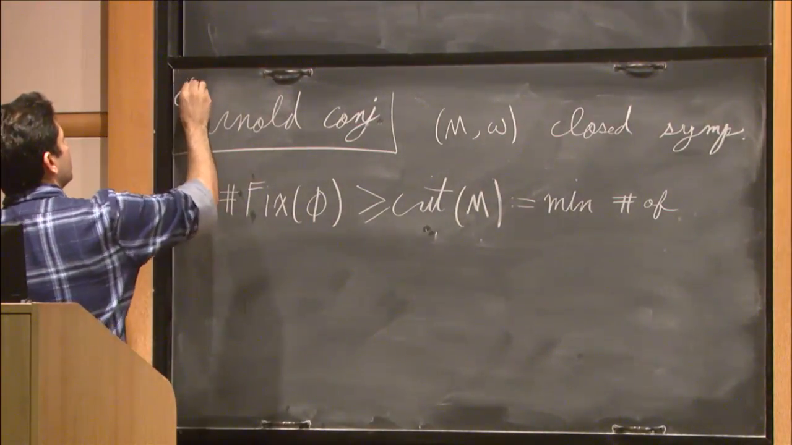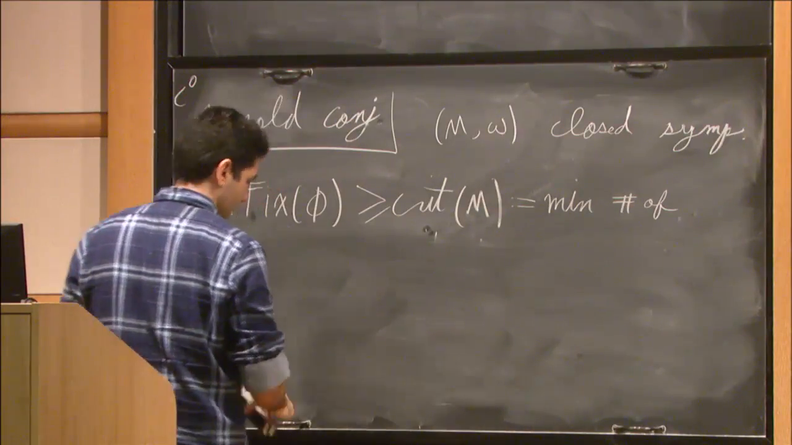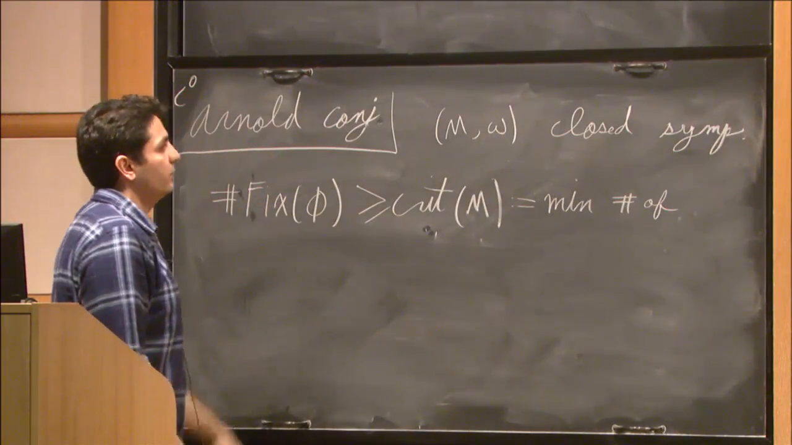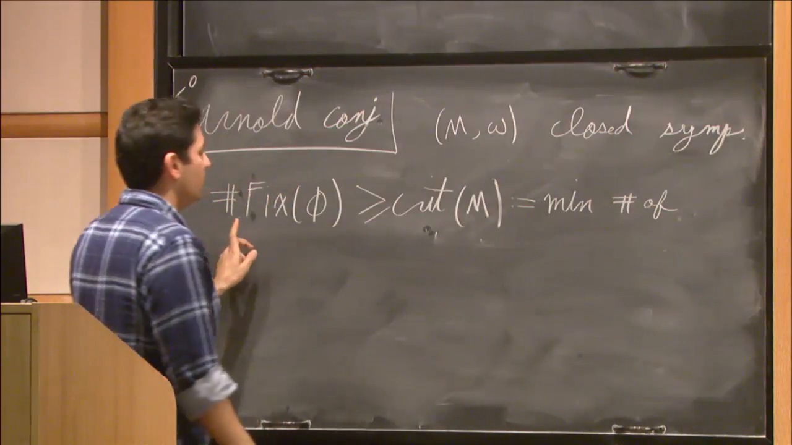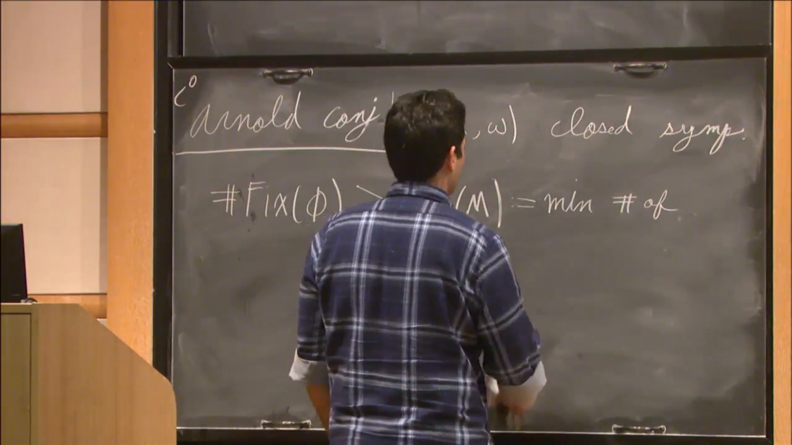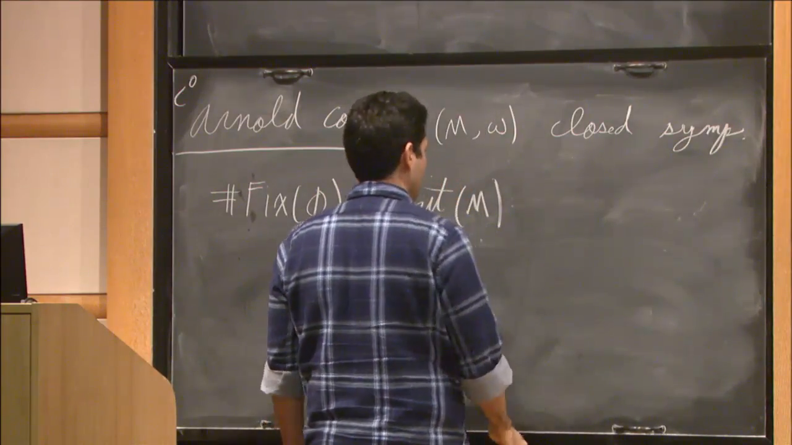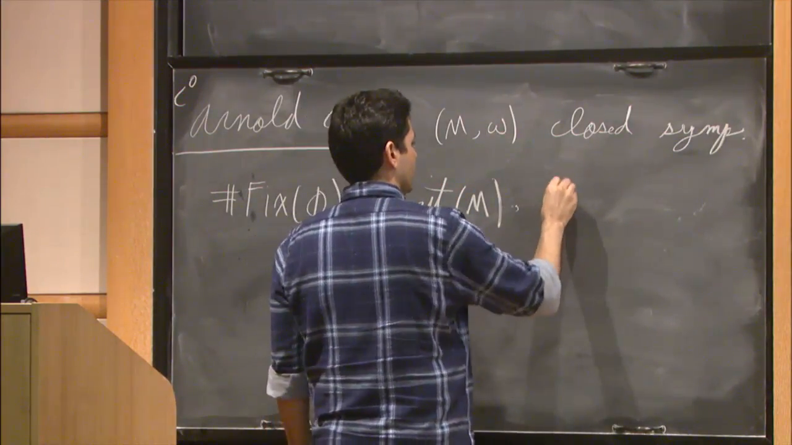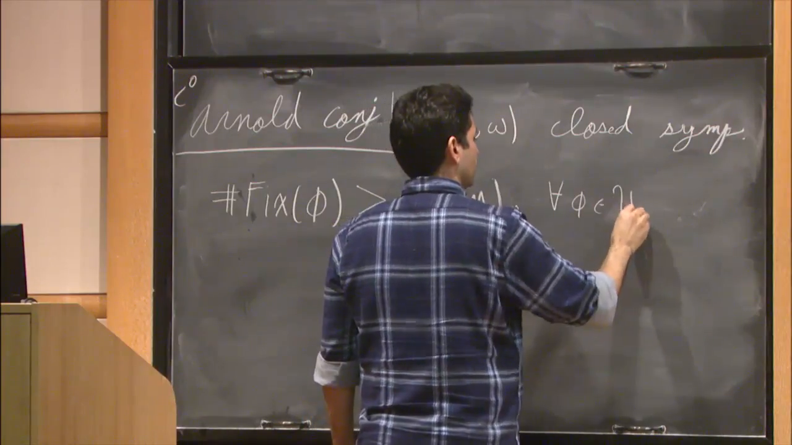So here's this C0 Arnold conjecture. The statement should be that if you have a closed symplectic manifold, then the number of fixed points of phi is less than or equal to crit of M, which I already defined, the minimal number of critical points of a function on M, for all Hamiltonian homeomorphisms.